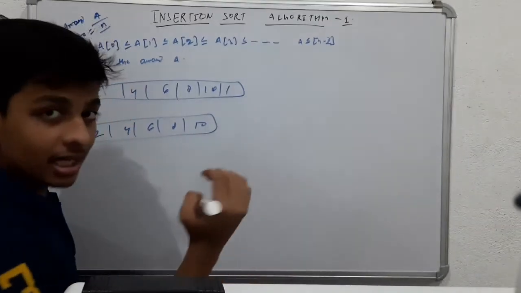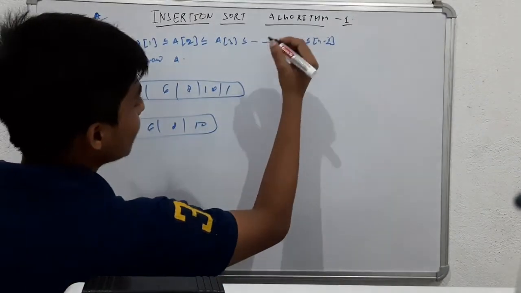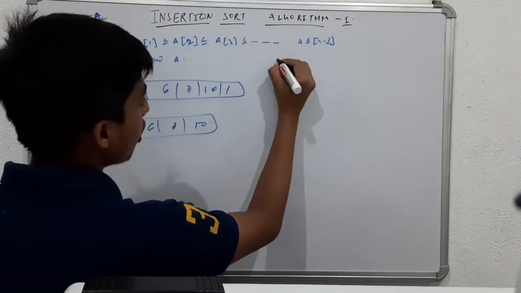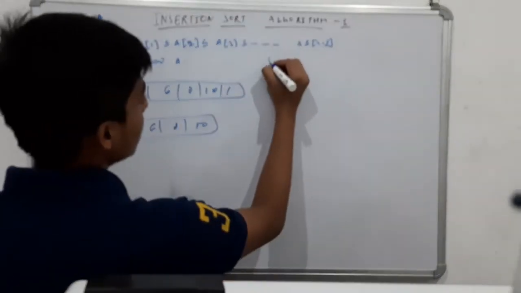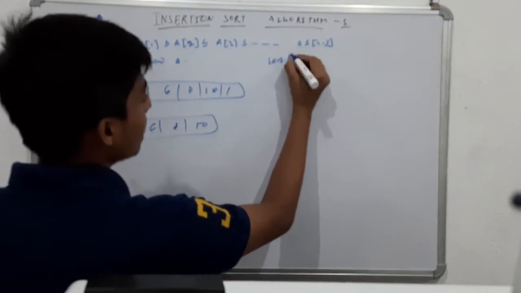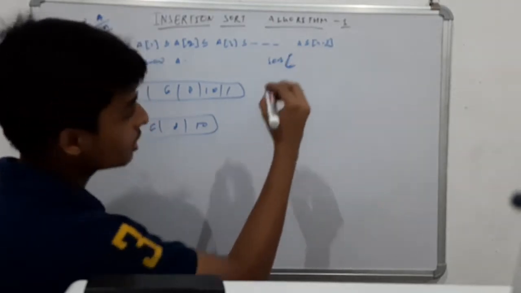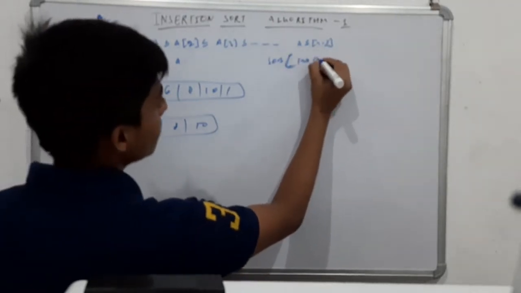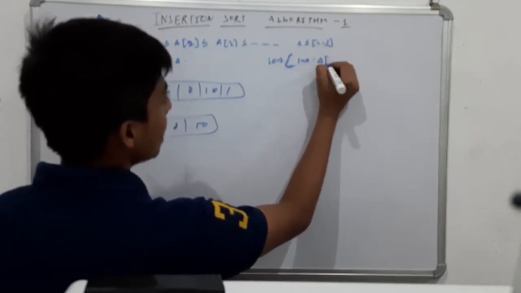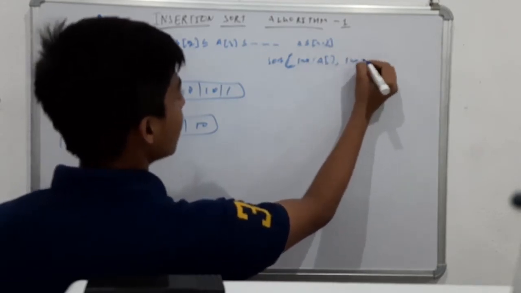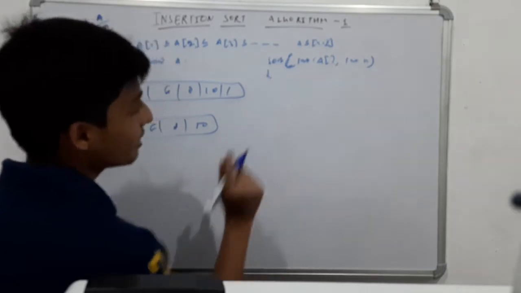So first, as I have told you, let's say I have a function, say sort, in which I am passing parameters. The first one is the array A, and int n is the size, right? So I am passing this into this function.